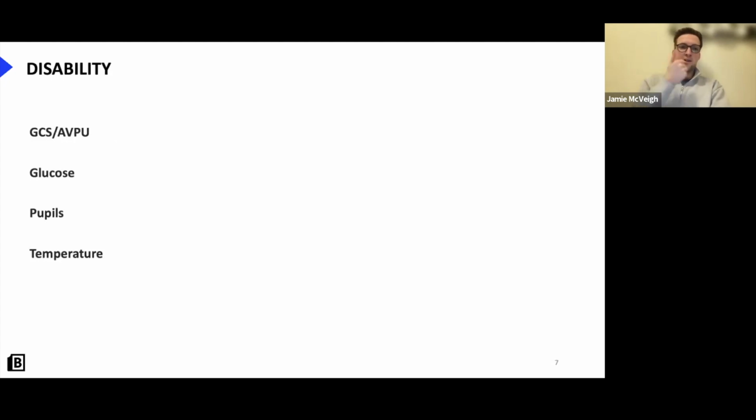D, I always think about their level of alertness, which includes, are they confused, are they unconscious? Get a BM as you should with any unwell patient. Look at their pupils just to rule out intracranial pathology, and a temperature as well. Are they febrile? Because that gives you a better indication of what else might be going on. Is it more an infective process rather than something else?